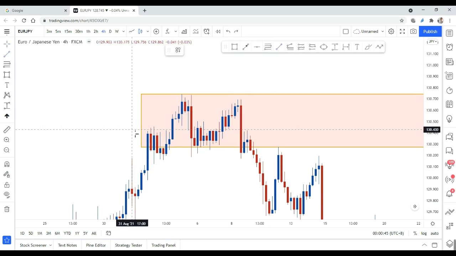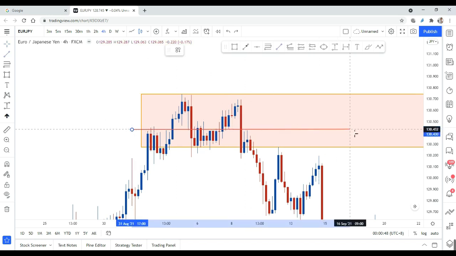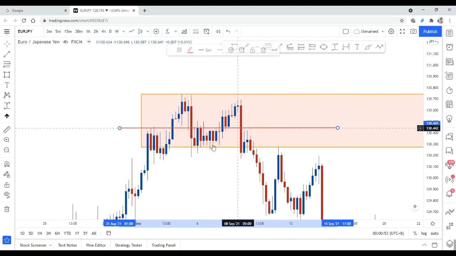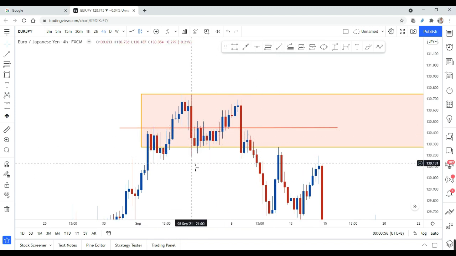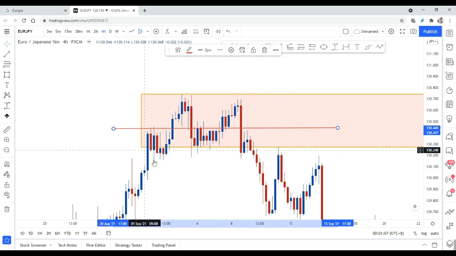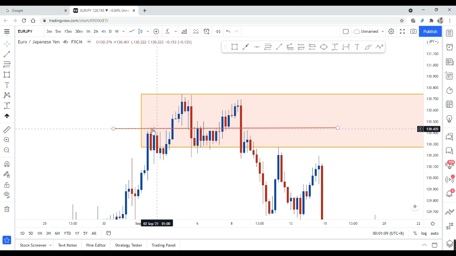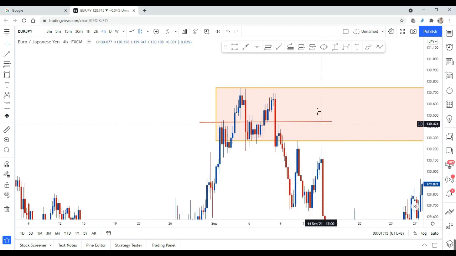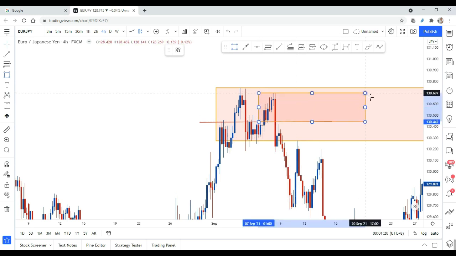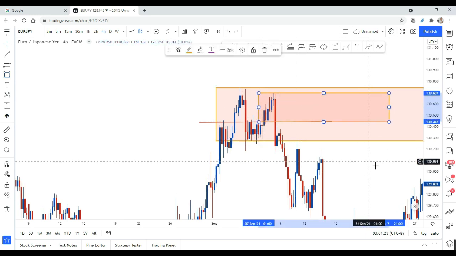Let me put a line, then you'll see what I'm trying to tell you. Let me put the horizontal line and adjust it. If you look at this area, there is a lot of resistance, support, resistance, support. This means that this is actually a very strong, significant support and resistance, very strong. What we are looking at is this zone right here. At this moment, we're looking at something interesting over here.